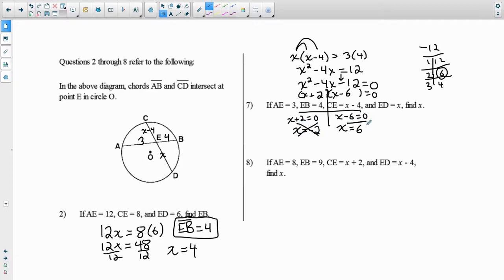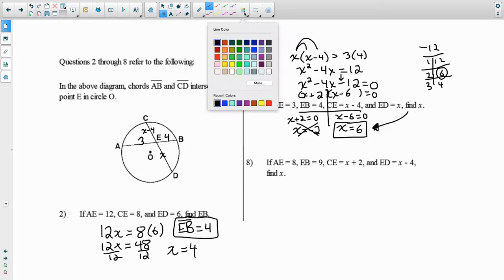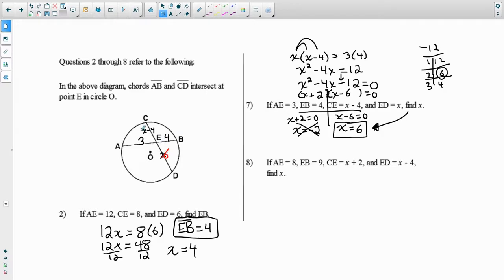And I'm going to accept this answer right here as 6. And here the question was just find x. So I actually am finished, but I do want to go in here and check my work. So I'm going to just substitute a 6 here, and then 6 minus 4 would make that 2. And as you could see, it works out.